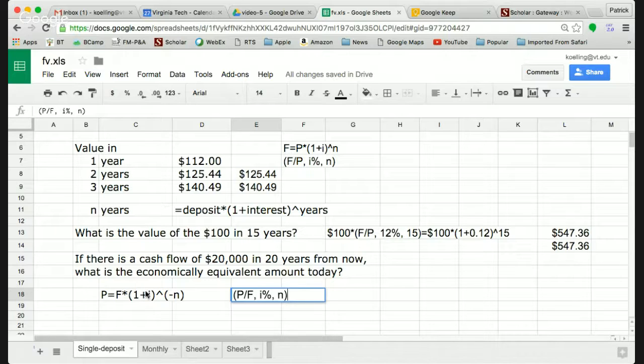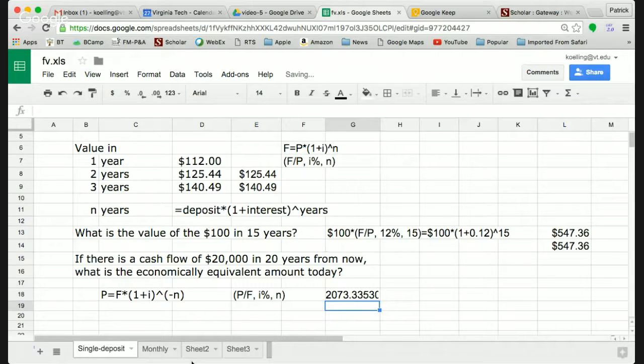So let's look at what our answer would be. What is our answer for the present economically equivalent amount of $20,000 20 years from now at an interest rate of 12%? Well, this would equal $20,000 times 1 plus the interest rate, which we know is 12%, and the power is negative 20.